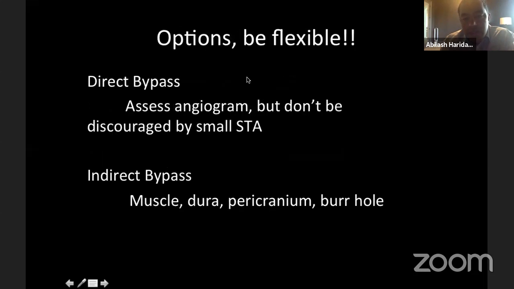So, options: direct and indirect bypass. On this slide alone, we could talk for a couple of hours, because this debate is as interesting as talking about clipping and coiling. But it's important to be flexible. In pediatric patients, generally indirect bypass is preferred. In adult patients, direct bypass is preferred.